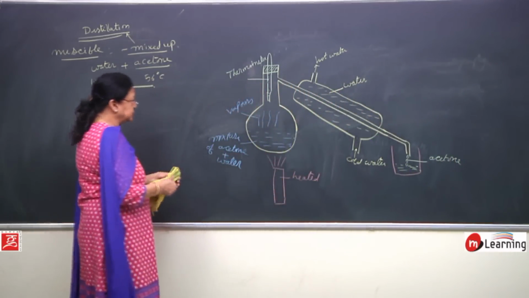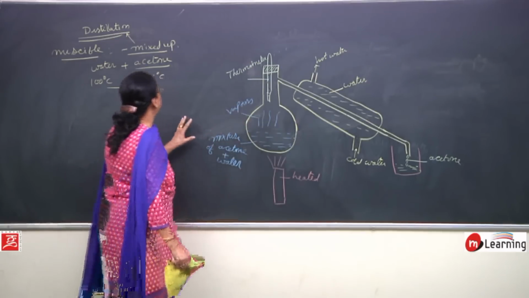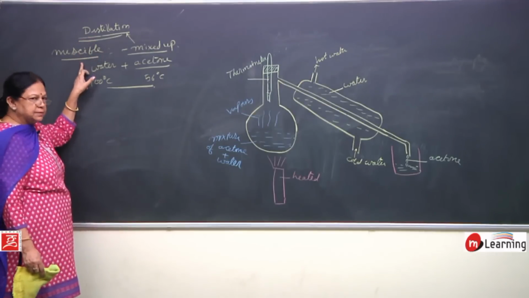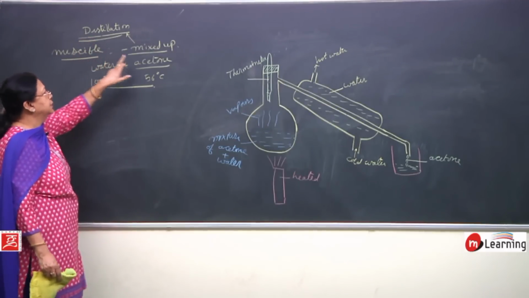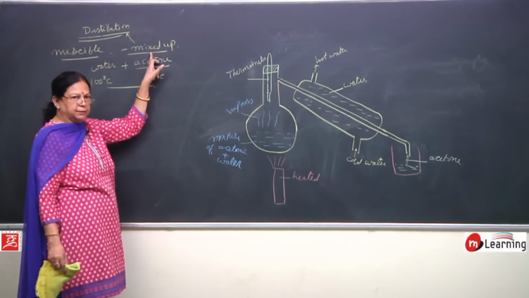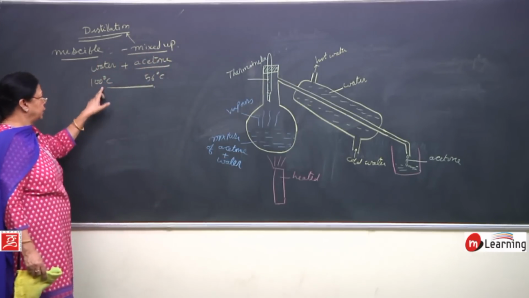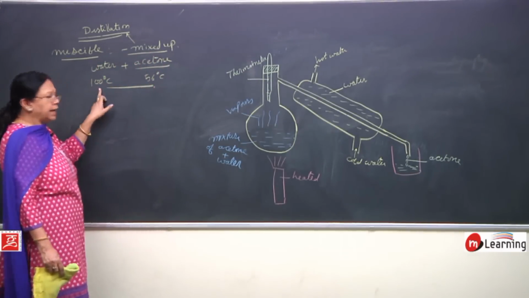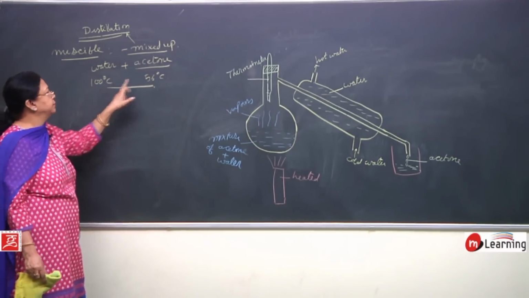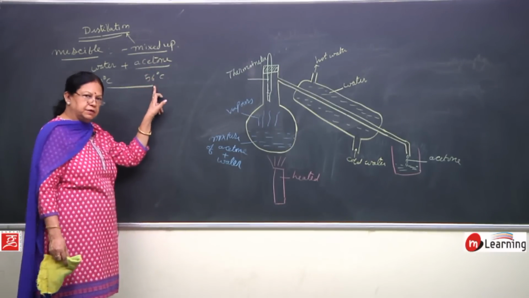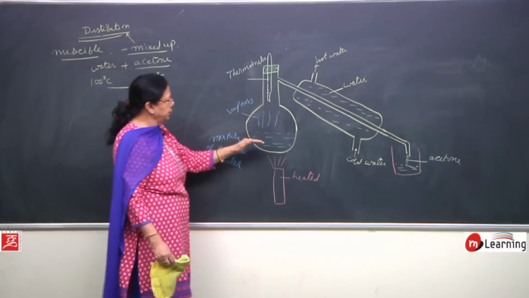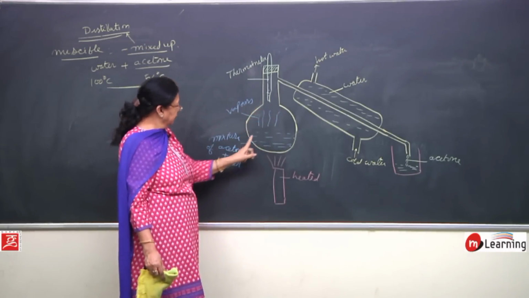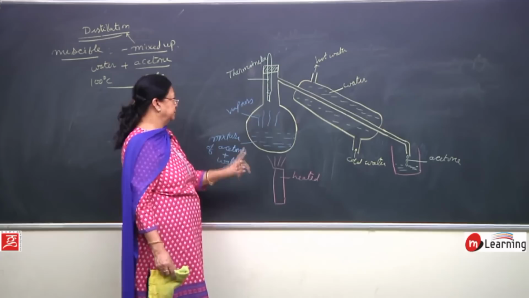Again, let us revise, children. We have to separate the mixture of two miscible liquids. Miscible liquids means they get mixed up with each other. One is water and the other is acetone. Water has a boiling point of 100 degree, acetone has 56 degree. What do we do? We take a flask and in that flask we take the mixture of acetone and water.